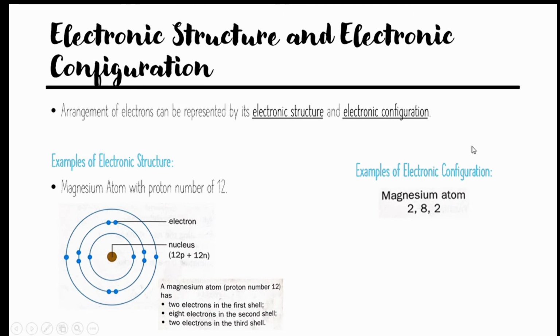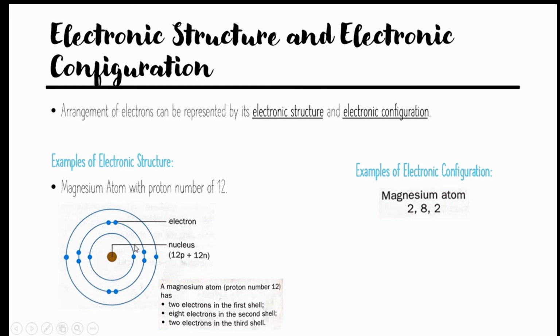Electronic structure and electronic configuration. The arrangement of electrons can be represented by its electronic structure and electronic configuration. To know what electronic structure is, let's take a look at this. Magnesium atom with proton number of 12. It means it has an electron number of 12. You have to arrange the electrons of the magnesium atom in shells.